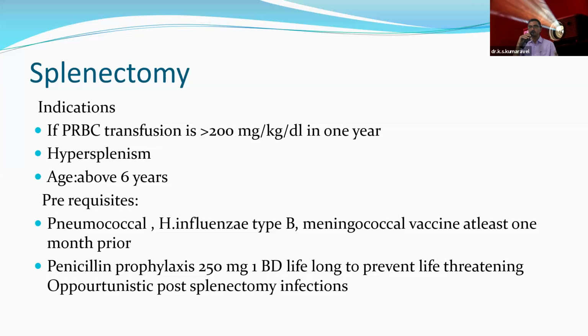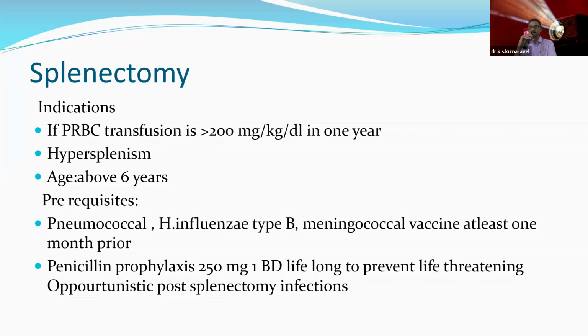Actually, you can denote the beta chain in 3 ways. Normally, beta. The second one is called beta 0. Beta 0 means complete absence. Third is beta plus. Beta plus means there is some deficiency. These are 3 ways in which we can denote the beta chain. So if it is beta 0 and beta 0, that means complete absence. So that case is called beta thalassemia major.